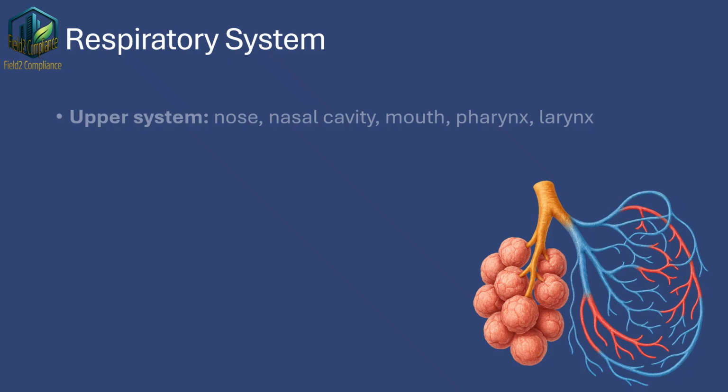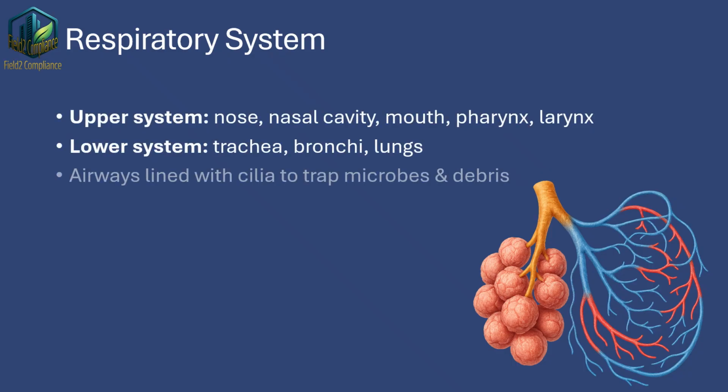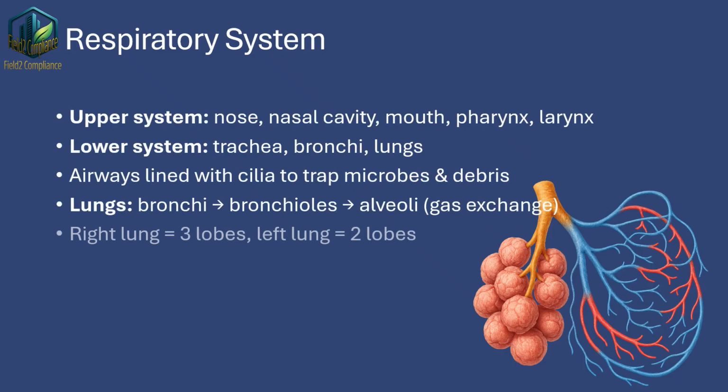The respiratory system is divided into upper and lower parts. The upper includes the nose, nasal cavity, mouth, pharynx, and larynx. The lower includes the trachea, bronchi, and lungs. Airways are lined with cilia that trap microbes and push them out.